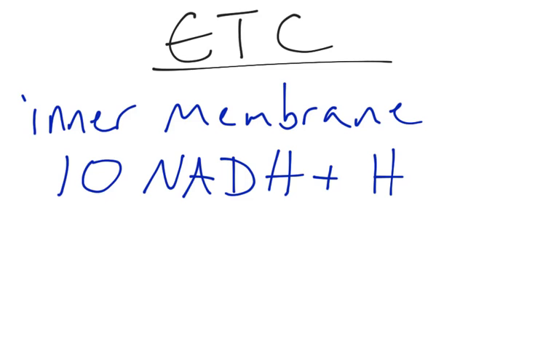1 per pyruvate in the intermediate step, but how many pyruvates do we have? 2. So that's 2 total. And then 3 per acetyl group in the citric acid cycle, and how many of those do we have? 2. So 2 times 3 is 6. So per 1 glucose, you're going to get 10 total NADH: 2 in glycolysis, 2 in the intermediate, and 6 in the citric acid cycle.